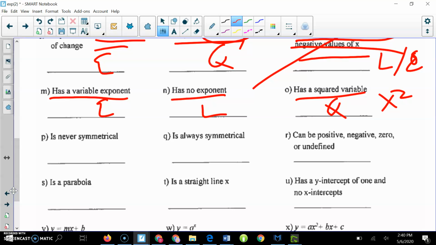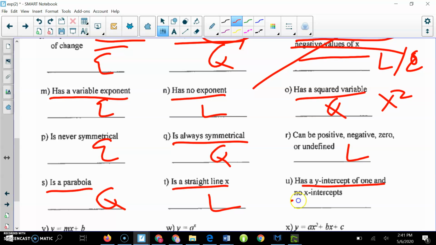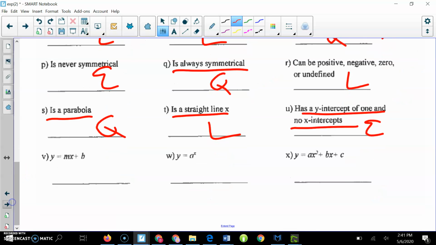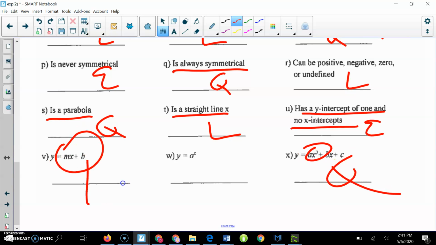Is never symmetrical. Think about that one for a second. Is never symmetrical, that's exponential. Is always symmetrical, that's quadratic. Can be negative, positive, 0, or undefined. That's what we talked about. Linear. Parabola is quadratic. Straight line is linear. Has a y-intercept and no x-intercept, that's exponential. So I know I'm whipping through this. But pause, whatever you gotta do, pause it. Which one's which here? Squared is quadratic. Linear. X is up there, so exponential. That's it. Okay.